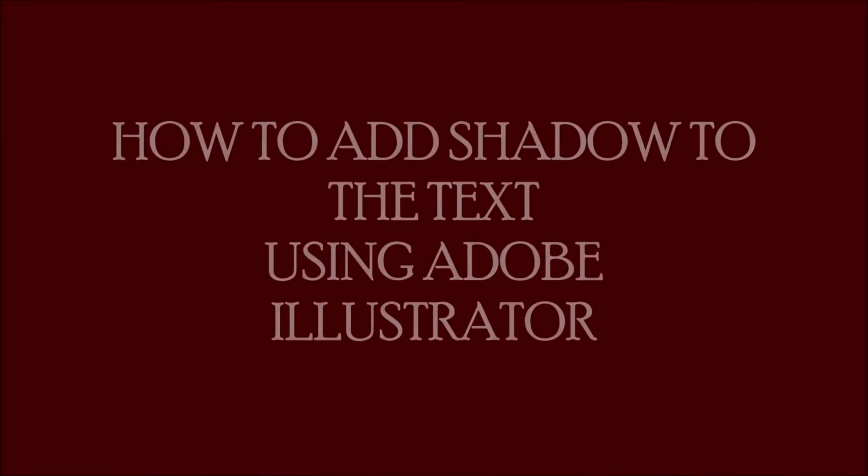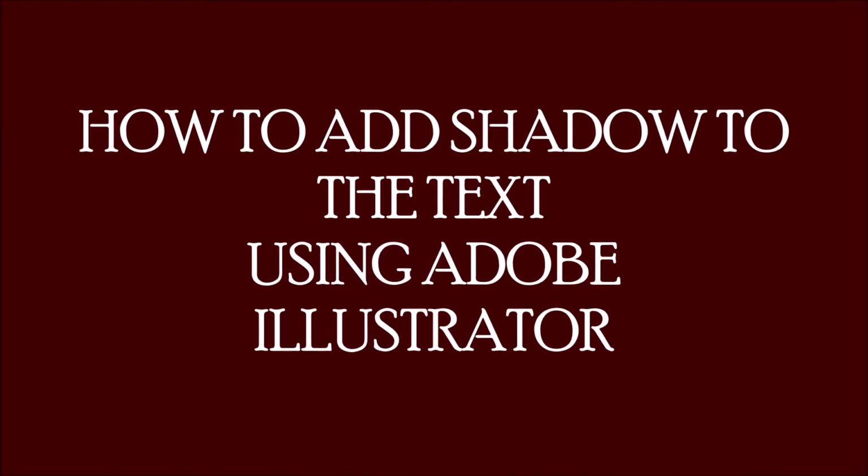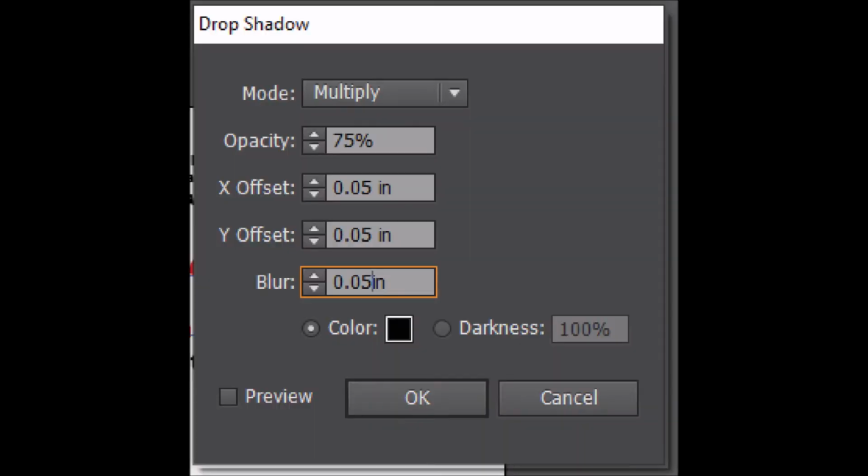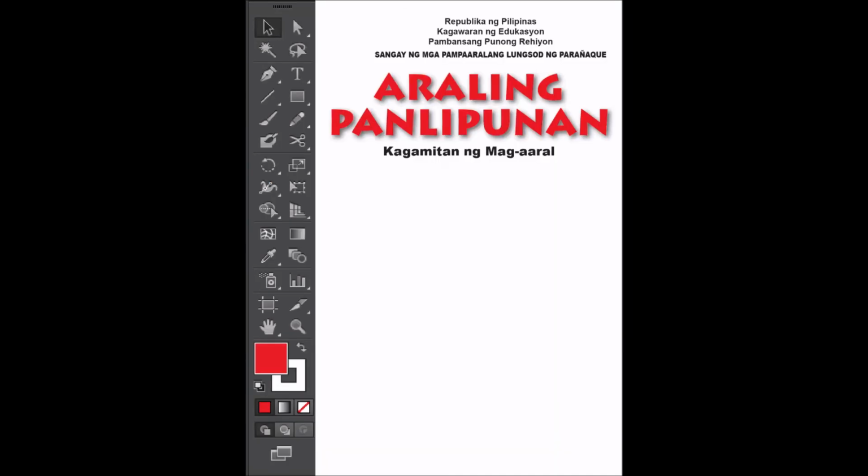To add shadow to the text using Adobe Illustrator, first, go to Taskbar. Select Effect and then select and click Stylize. Next, option box of Drop Shadow will appear, then click OK. After that, save the file.